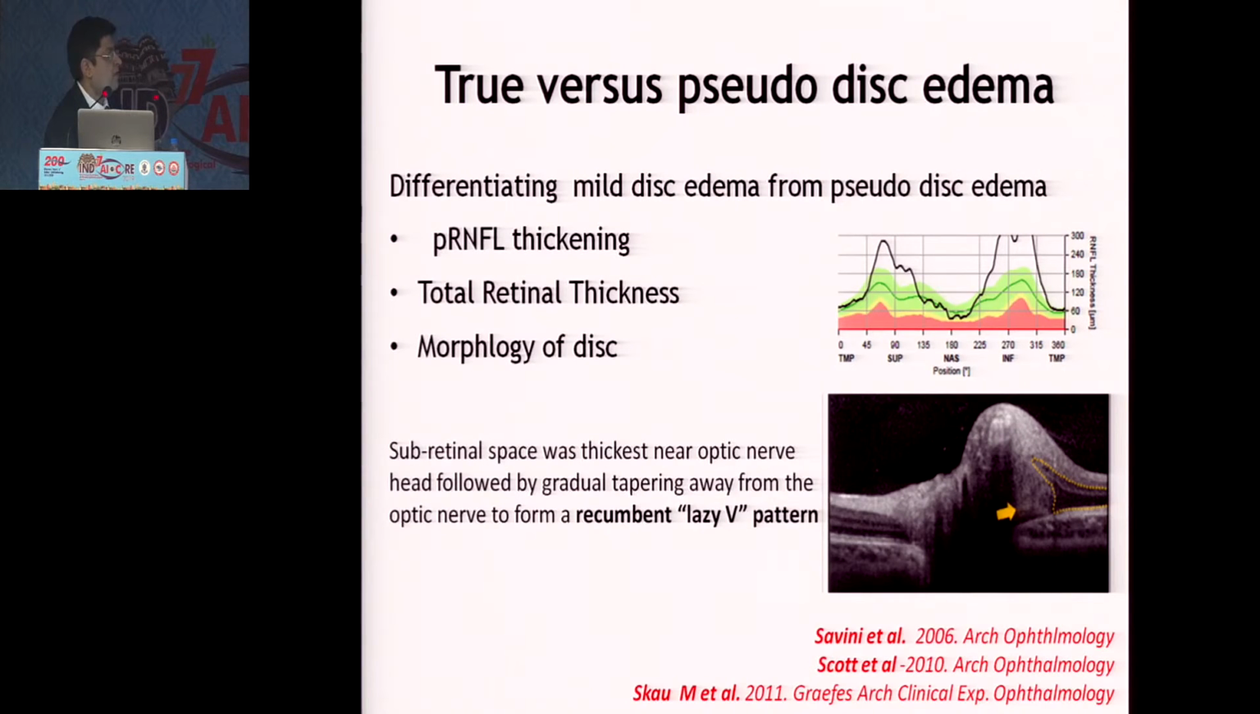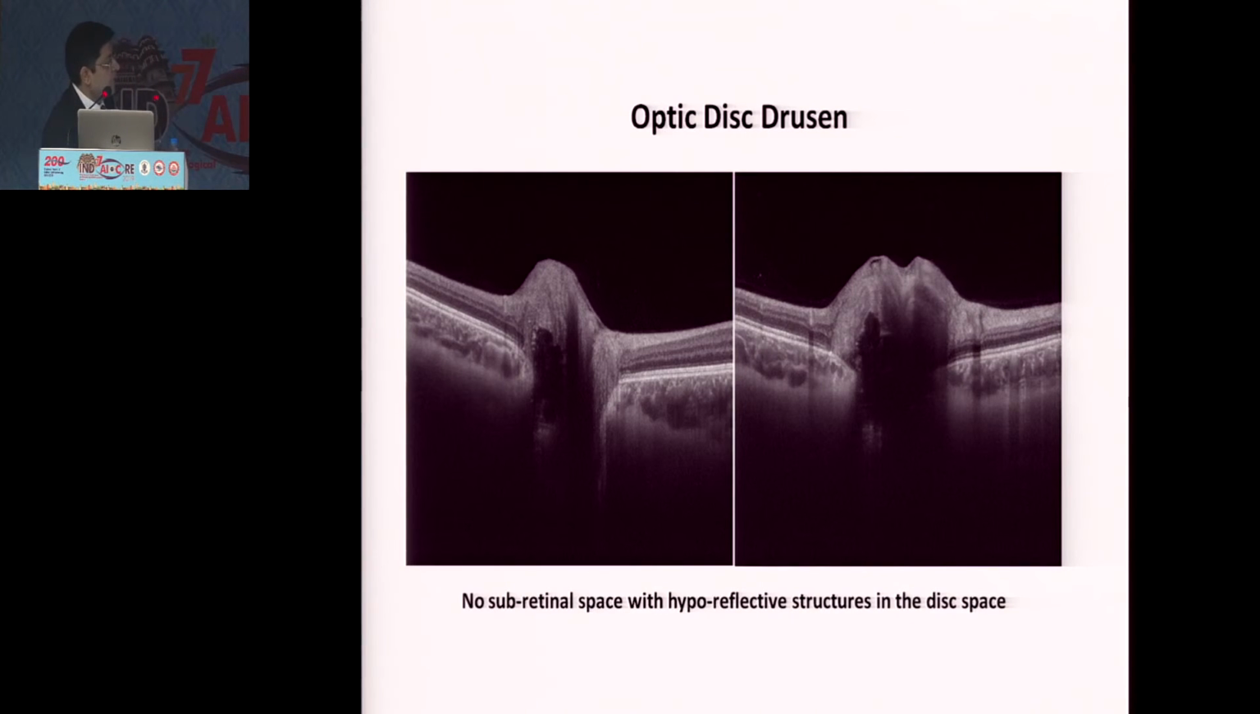So when you are confronted with the thought, is this true or pseudo disc edema, you can get an OCT. These are the lifted optic nerve head and the edema that is there on the side. So this is called a lazy reclining Y pattern. So a recumbent lazy Y pattern, you can see the edema here. These are the classical features. In optic disc drusen, on the other hand, you see there is no edema here.